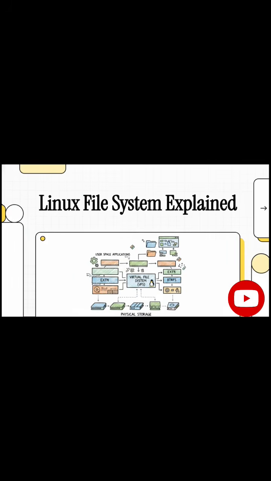If you're the kind of person who loves knowing exactly what's going on under the hood of your system, well, you're in exactly the right place. Today, we are going to use a blueprint approach to completely demystify the Linux file system, breaking down some pretty complex architecture into a crystal clear ecosystem.